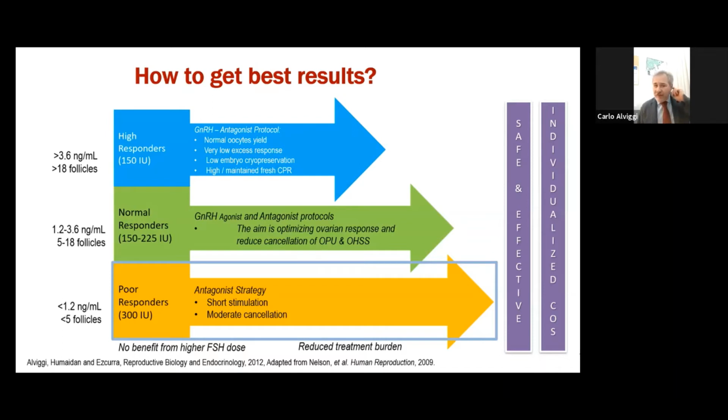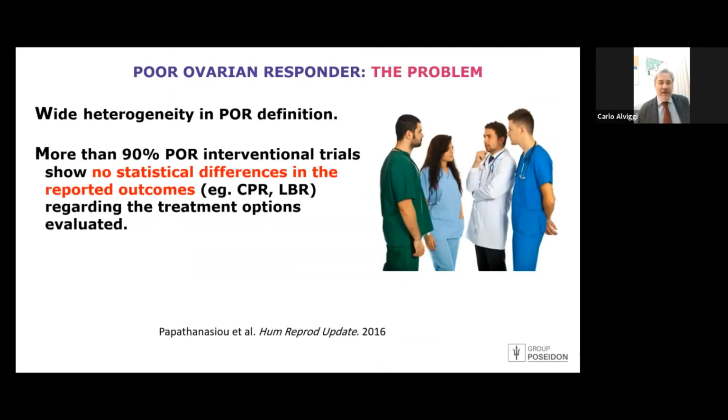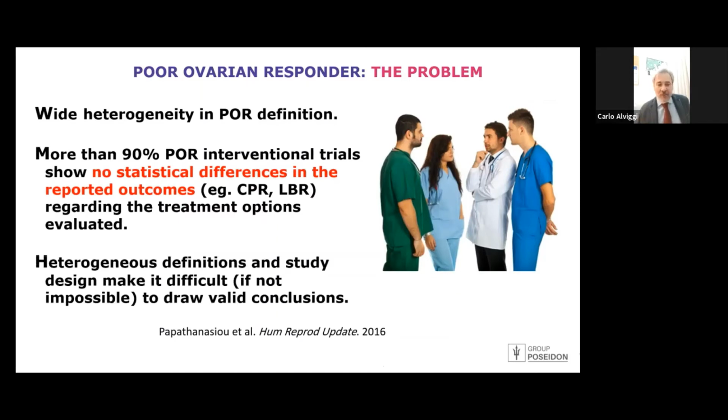In low prognosis patients, next slide, the model that we have in our mindset until now is the so-called Bologna criteria for defining a poor ovarian response. I think it was a historical attempt. I really supported this initiative, because the Bologna criteria were the first attempt to find a common definition of a poor ovarian response.